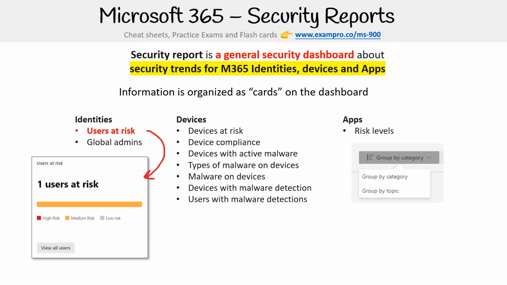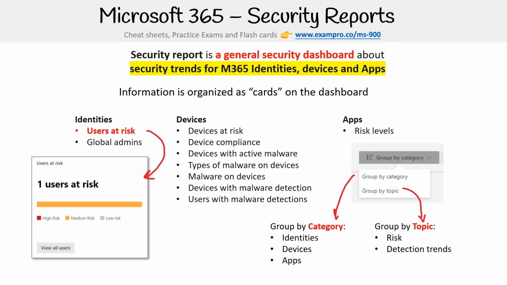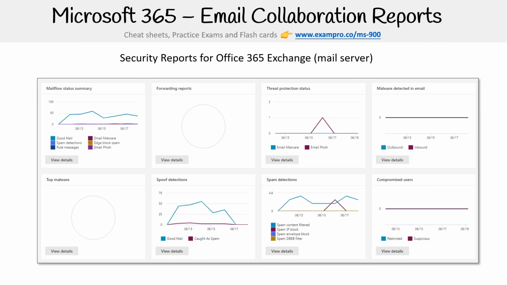And so all of this information can be reorganized or grouped into category or topic. So right now we have identities, devices, and apps. For the topics, we could have risk, detection threats, and configuration and health. So just to kind of tell you a little bit more here, imagine you have a bunch of these cards and they're broken down by all these categories here. So you can have a bird's eye view of what's going on.